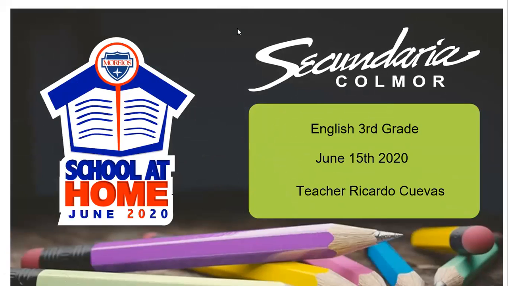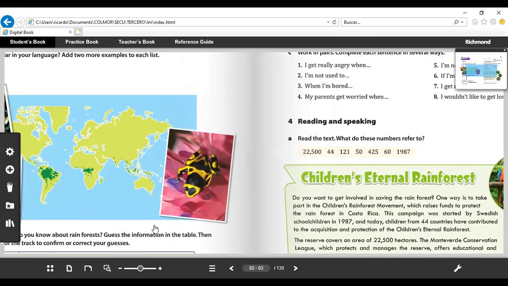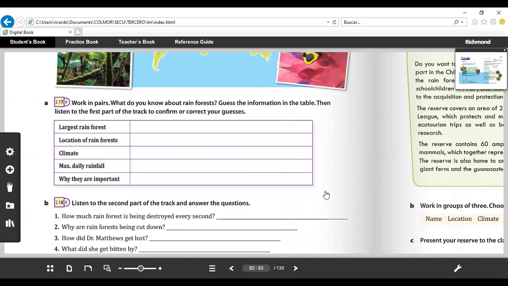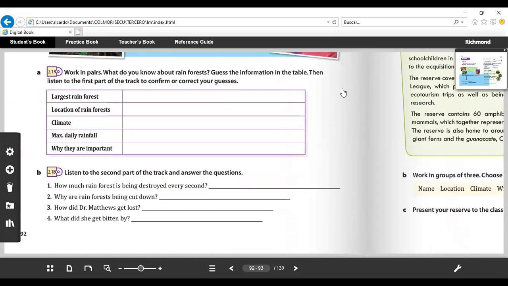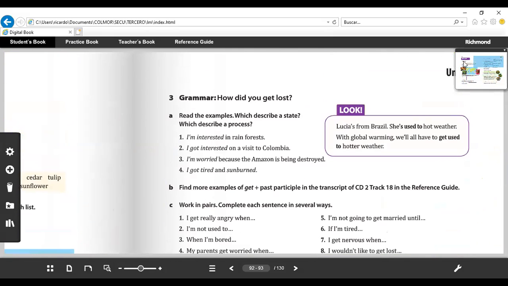Now let's begin with the class, and I'm going to switch to your book, this one right here. Remember the last part that we were talking about in the last virtual class? Okay, now we're going to continue with this one right here. Let me make this little window smaller. Okay, it says grammar.